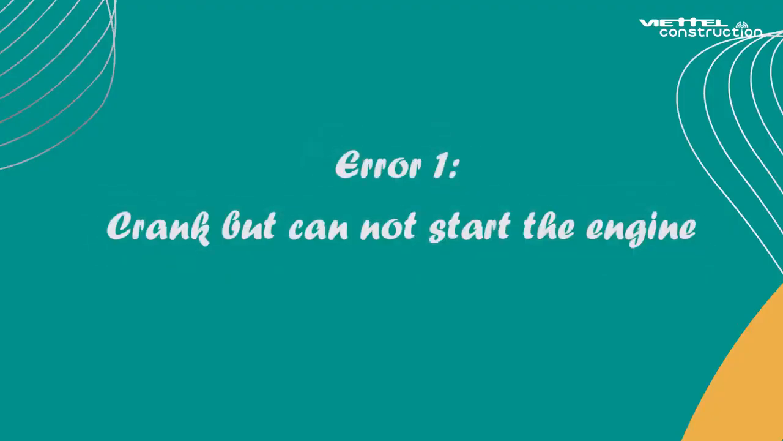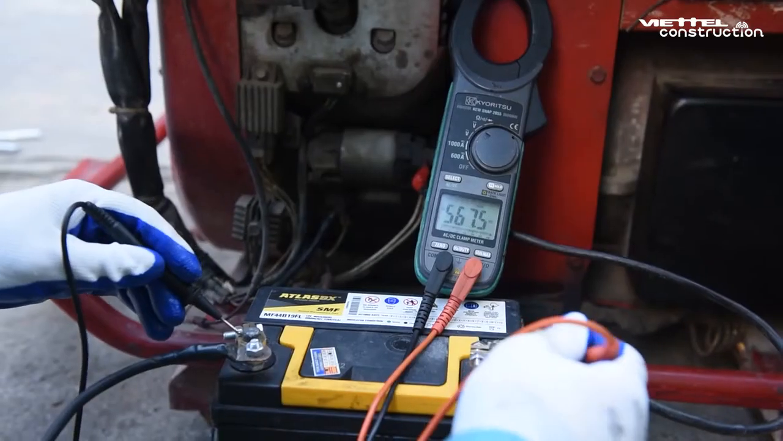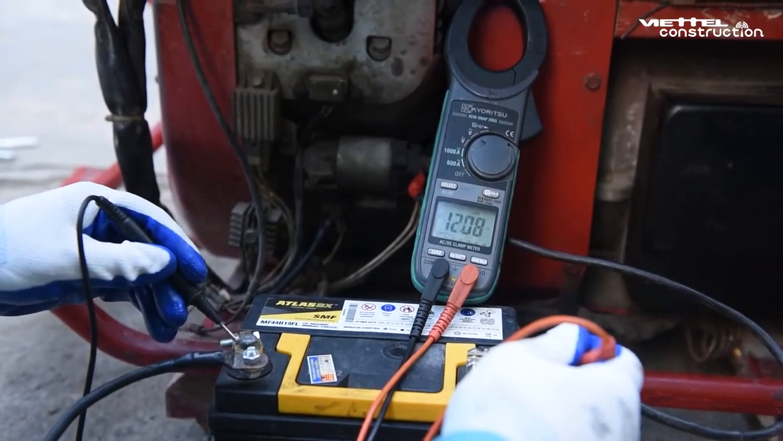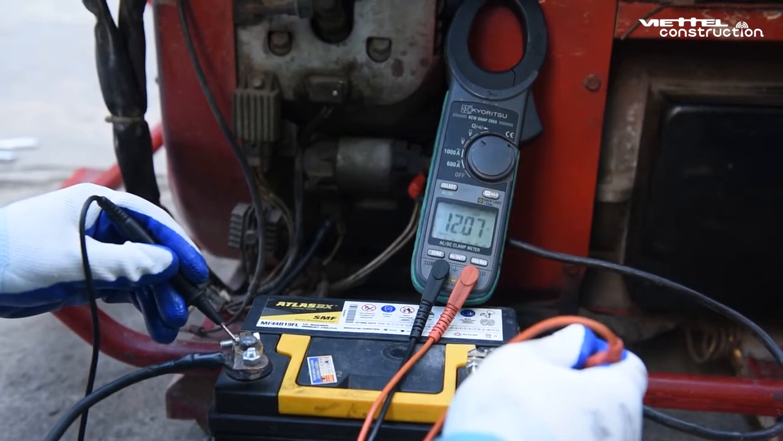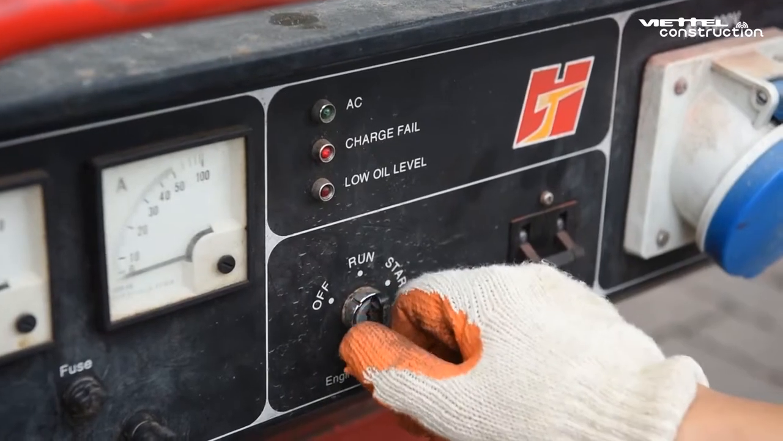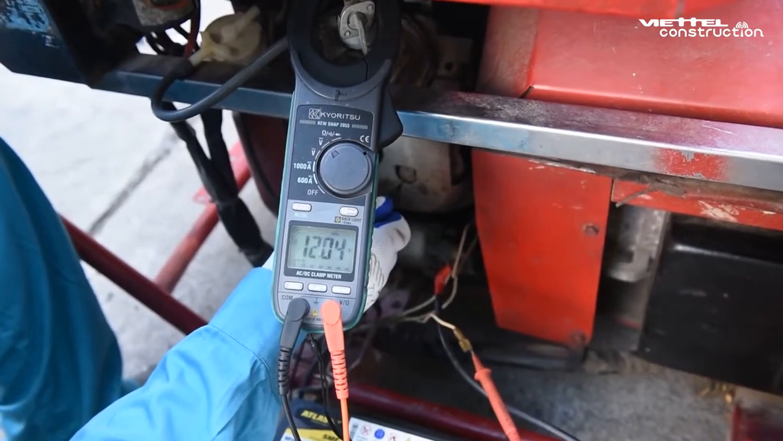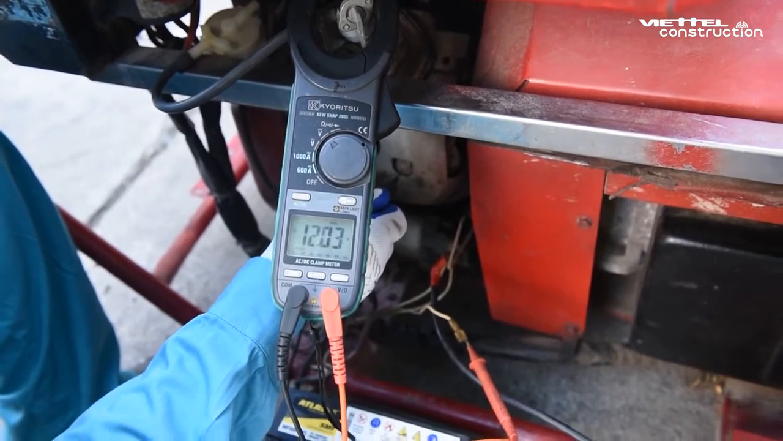Error 1. Crank but cannot start the engine. First, check battery voltage parameters. Parameters must ensure as greater than or equal to 12 VDC. If the battery voltage is not enough, charge it or replace it with a new one.